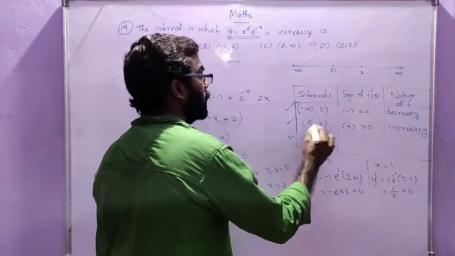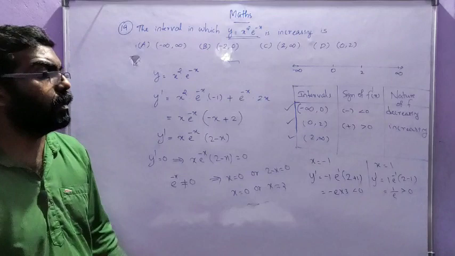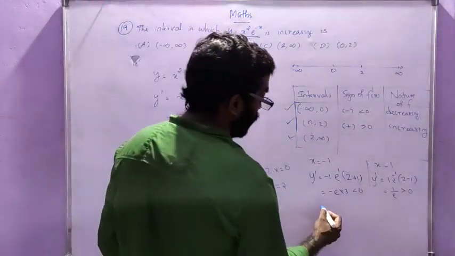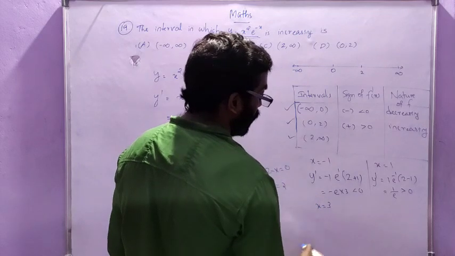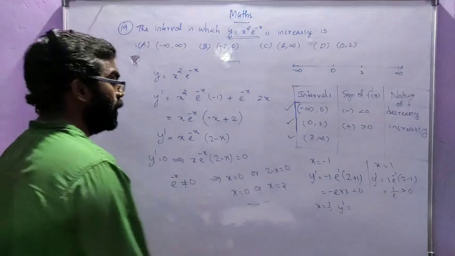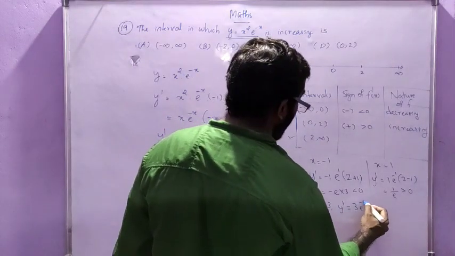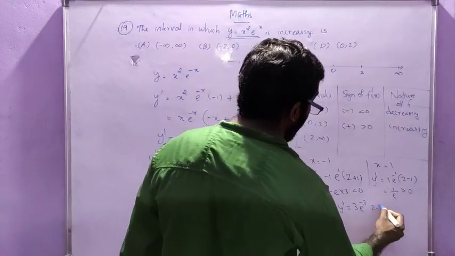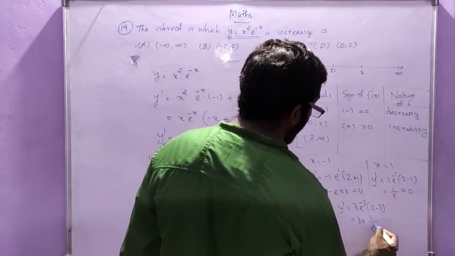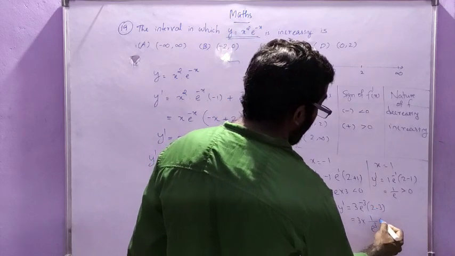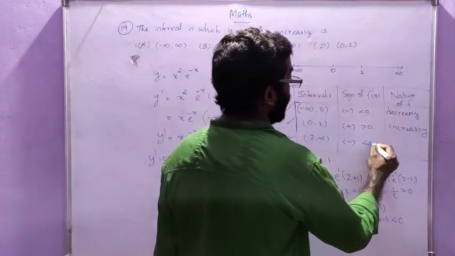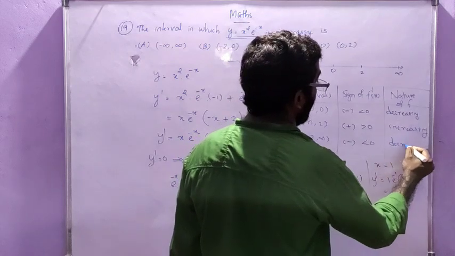And take the next interval 2 to infinity. In 2 comma infinity we can take a number. So I take 3, x equal to 3, and y dash is equal to x e raised to minus x into 2 minus x, that is 3 e raised to minus 3, 2 minus 3. So 3 into e raised to minus 3 can be written as 3 by e cube, 2 minus 3 is minus 1, so less than 0. So negative, less than 0, so it is decreasing.